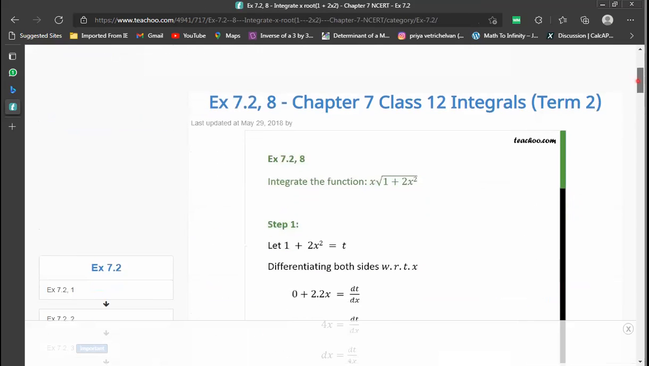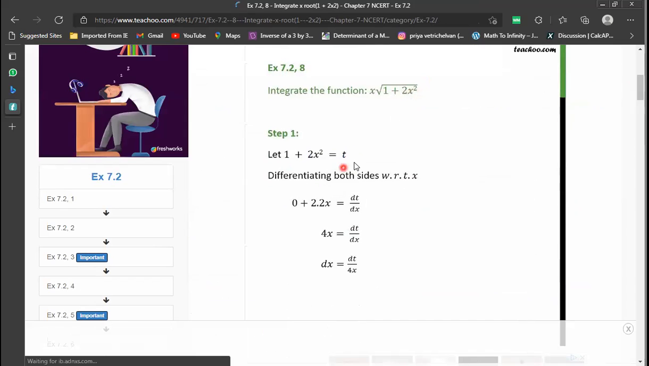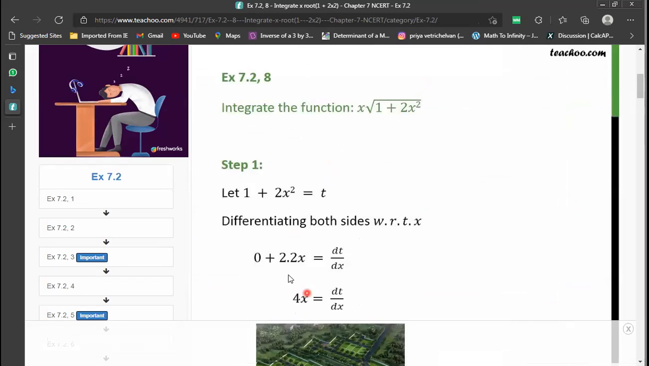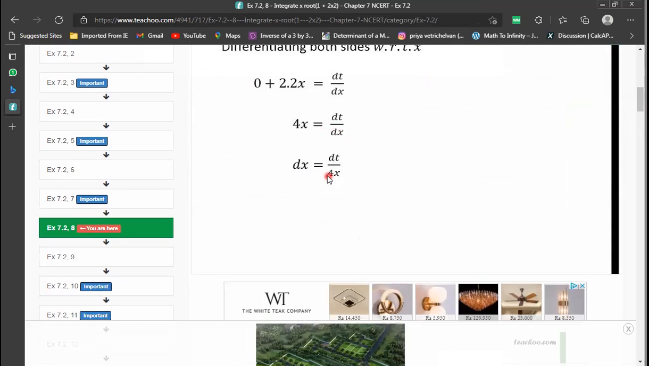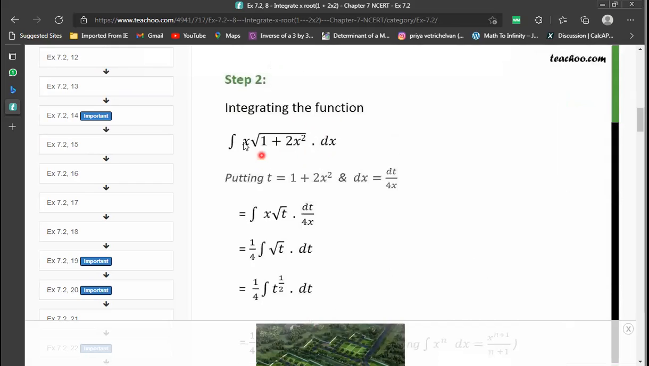Okay. Question number 8. In question number 8, we have taken 1 plus 2x square as t and we are performing the differentiation. 2 times of x square. When you differentiate this, we'll be having 2 into 2x, which is 4x. 4x is equal to dt by dx. And you can write this as dx is equal to dt by 4x. Let's change the question in terms of t. So x can be written as x itself. Square root of 1 plus 2x square can be written as square root of t. We're just replacing this as t. And what is dx? Dx is dt by 4x.